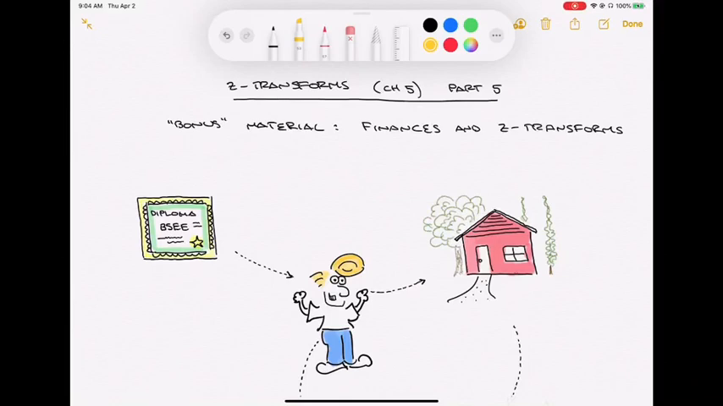This is the fifth lecture in Z-transforms. It's a bonus material taken outside of Chapter 5, but Chapter 5 concepts are going to let us work our way through it. We're going to look at how we can use Z-transforms to solve finance problems.